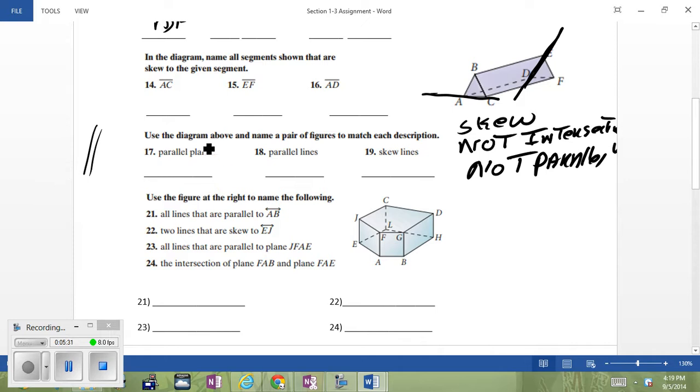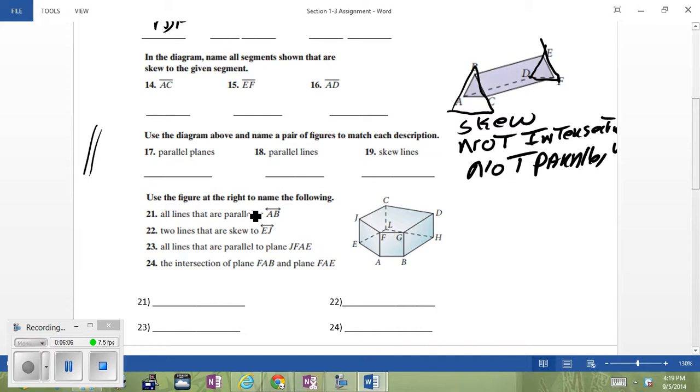Use the diagram above to name the pair of figures that meet the condition. So we've talked about skew lines and parallel planes. What are some parallel planes? Well, the only parallel planes that we're going to see here are the plane of the front face ACB and EDF. They're going to be the only parallel planes in there. Figures 21 through 24 down here, this box shape down here.